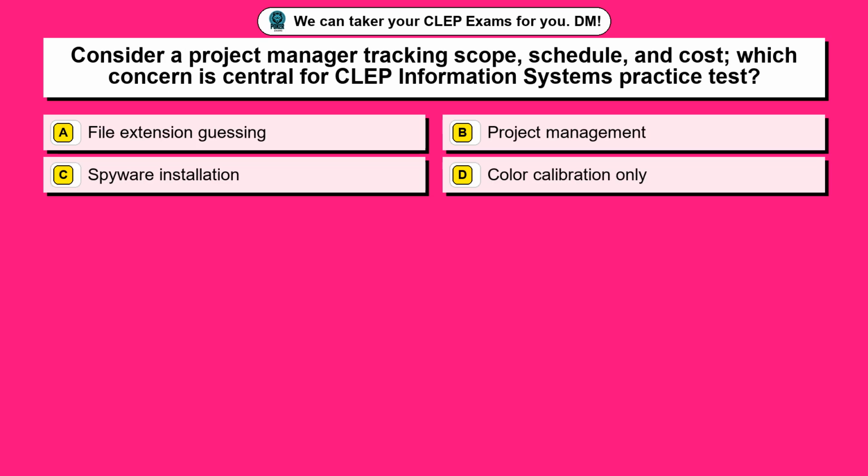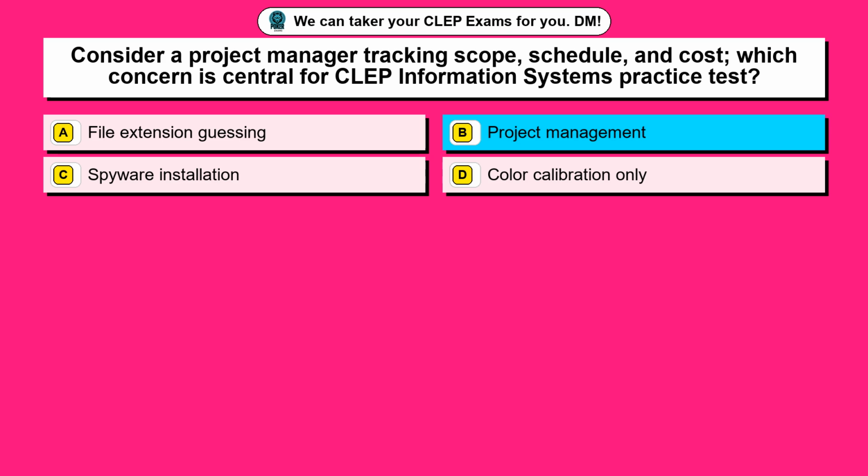Question 20. Consider a project manager tracking scope, schedule, and cost. Which concern is central for CLEP Information Systems practice test? Option A. File extension guessing. Option B. Project management. Option C. Spyware installation. Option D. Color calibration only. The correct answer is option B.